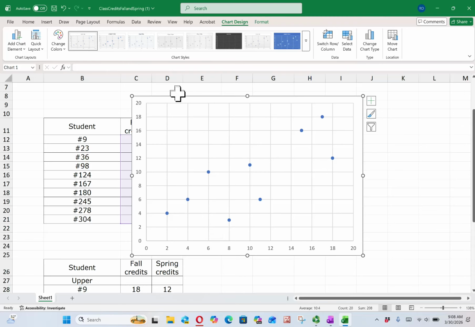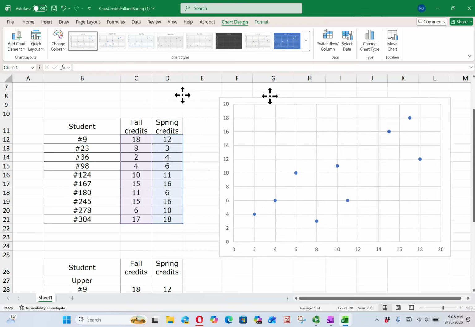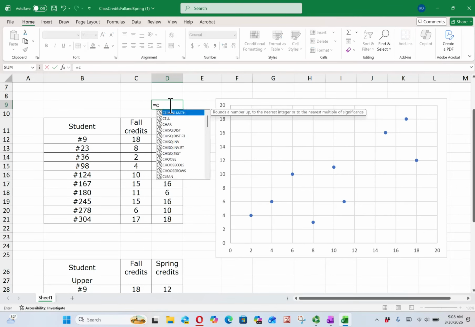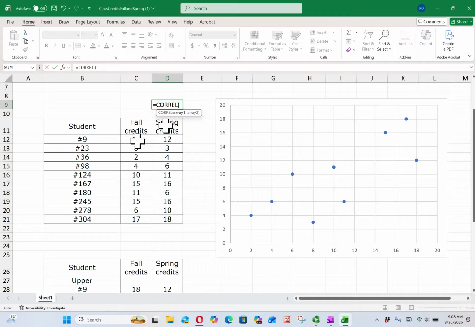And if we do the correlation between them, equals CORREL, mark one, comma, mark the next, and it doesn't matter which one is first. It doesn't care what you call X or Y. The linear correlation between those two is 0.8, which is pretty good.